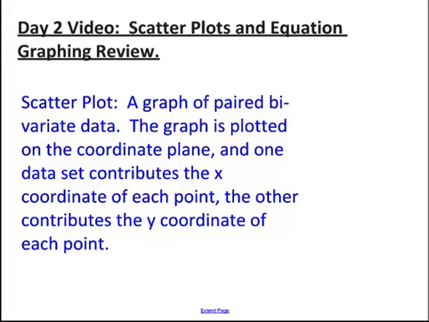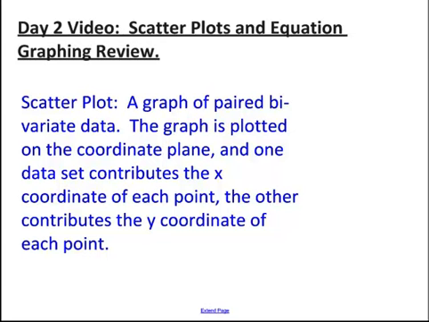Day 2 video, scatter plots and equation graphing review. Okay, so let's start with scatter plots. A scatter plot is a graph of paired bivariate data. That means that bi means two, like bicycle. There are two variables there, bivariate.